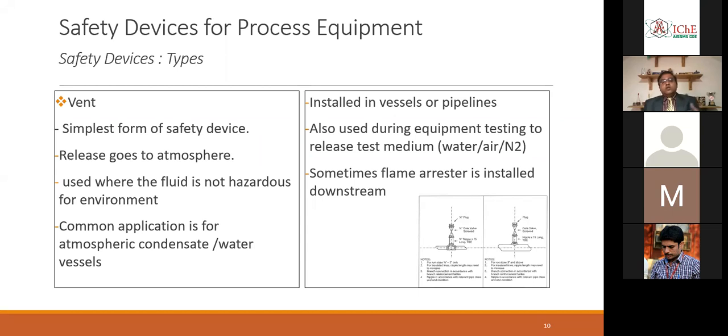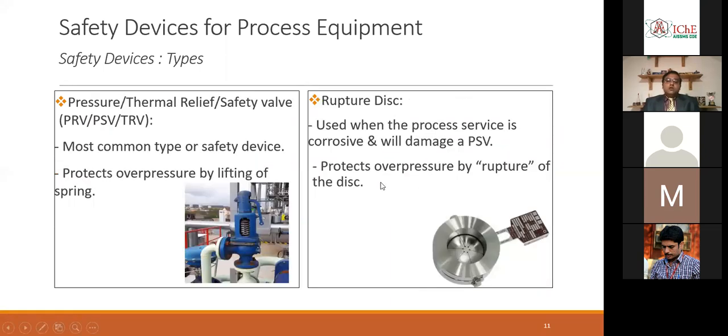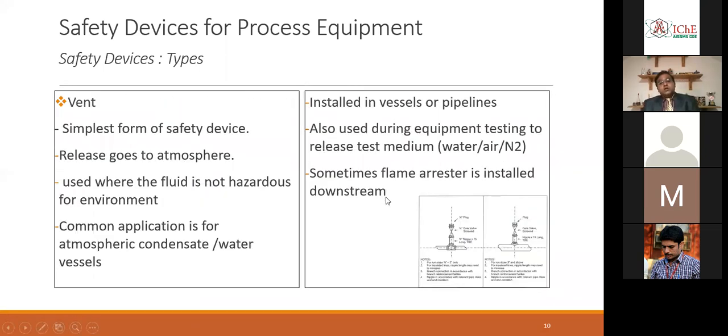So when you fill it with water, air or nitrogen, you open the vent valve after the testing is done. And then sometimes a flame arrestor is also installed downstream of the vents to prevent any fire incidents.